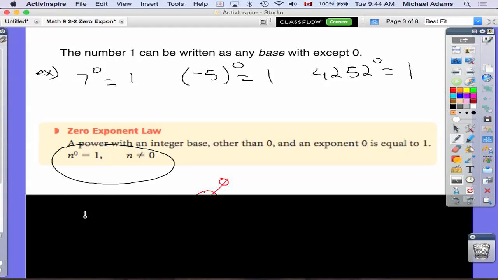Alright, so this is something that we call the zero exponent law. Okay? The zero exponent law is a power with an integer base other than 0 and an exponent of 0 is always equal to 1. You don't need to write it down. I'm just showing it to you. So, the base can be any number except 0, but if the exponent is 0, the answer is always 1.